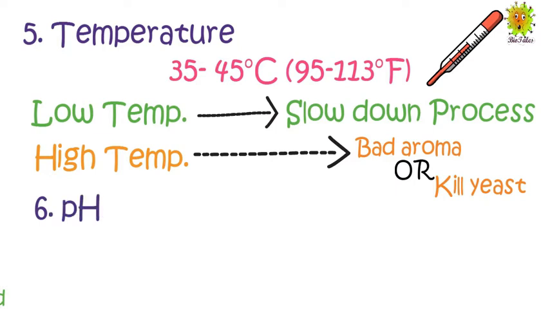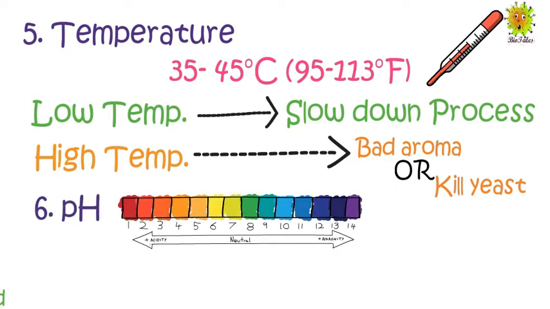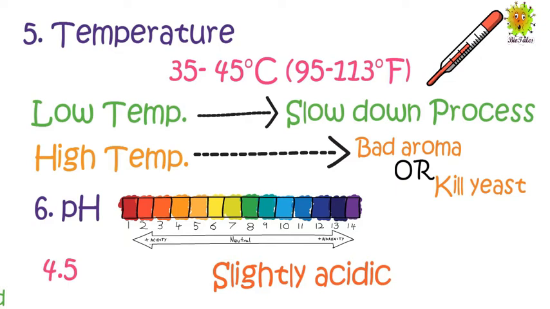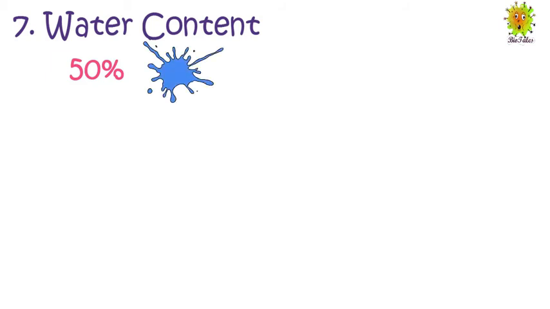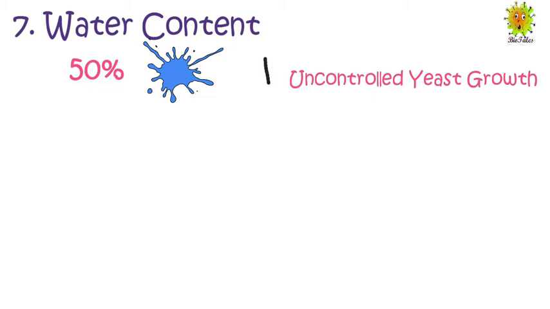Next is pH requirement. Yeast performs best at slightly acidic condition. The pH range between 4.5 to 6.5 is considered best for the bread formation. Another factor is water content. 50% of water in dough is considered optimal for the bread formation. However, uncontrolled yeast reproduction can be observed when an excessive amount of water is present.